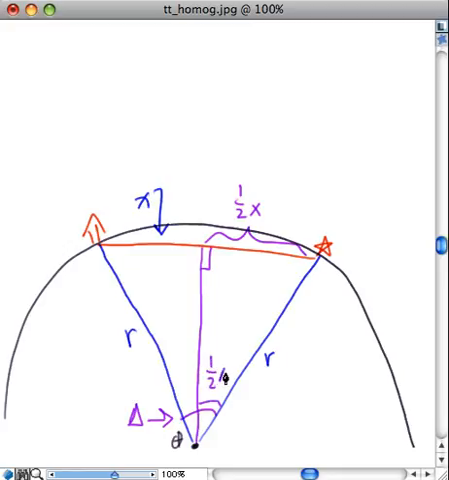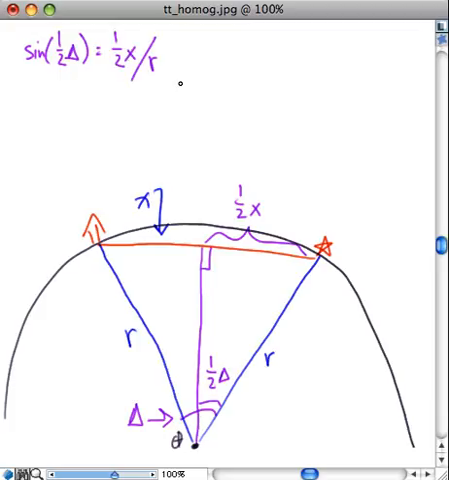1/2 delta. Using the property of right triangles, we can see that the sine of 1/2 delta is equal to the length of the opposite side, which is 1/2 x, divided by the hypotenuse, which is the radius of the Earth. So let's write that down. The sine of 1/2 delta equals 1/2 x over the radius.